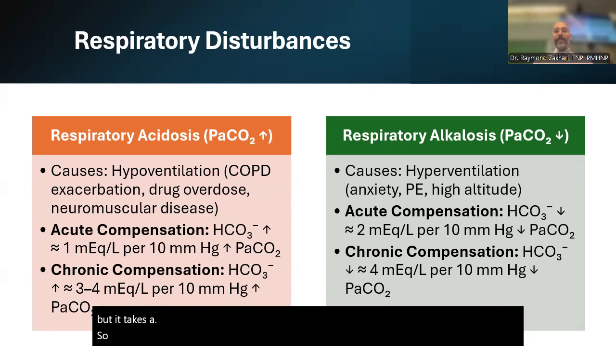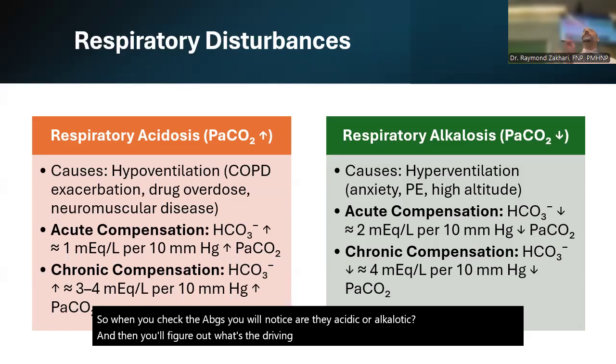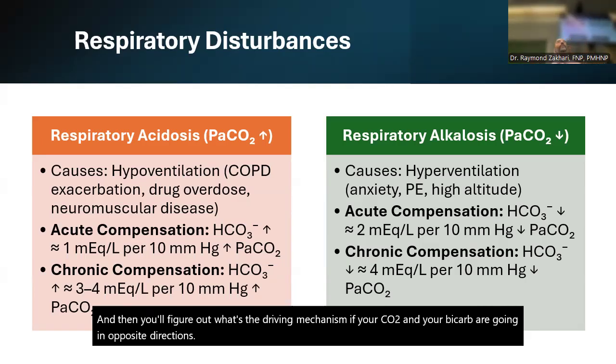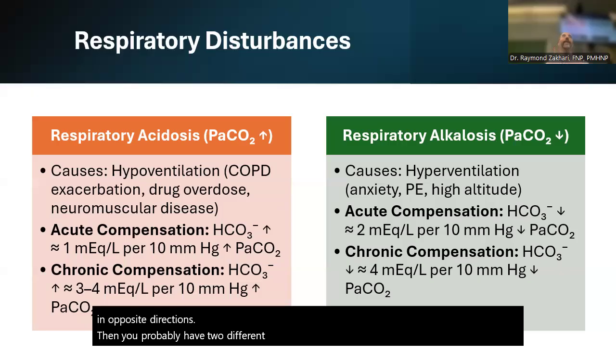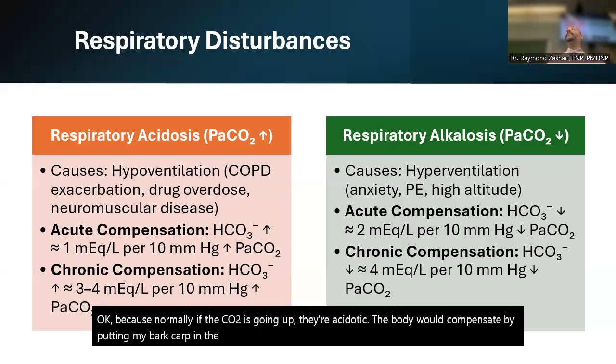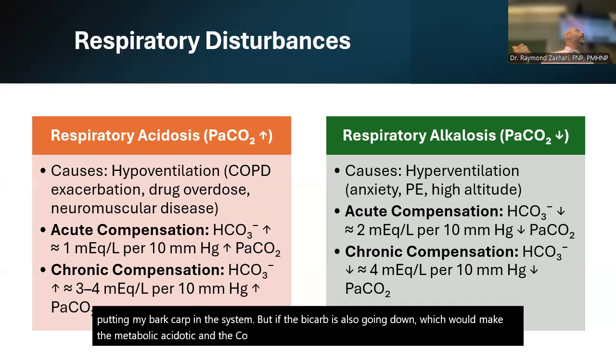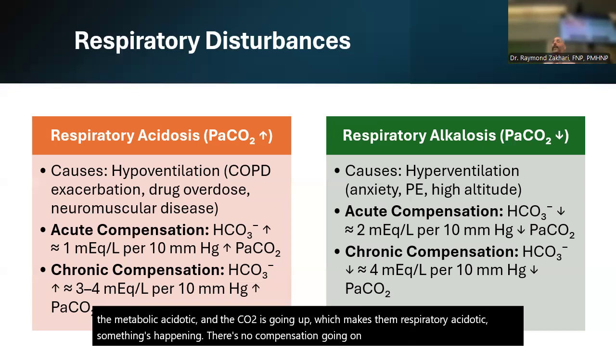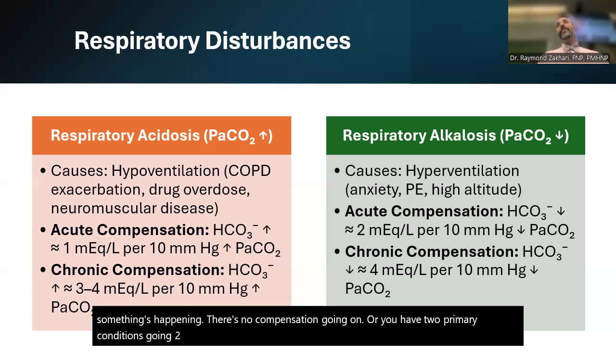So when you check the ABGs, you will notice, are they acidotic or alkalotic? And then you'll figure out what's the driving mechanism. If your CO2 and your bicarb are going in opposite directions, then you probably have two different conditions. Normally if the CO2 is going up, they're acidotic, the body would compensate by putting more bicarb in the system. But if the bicarb is also going down, which would make them metabolic acidotic, and the CO2 is going up, which makes them respiratory acidotic, something's happening. There's no compensation going on, or you have two conditions going on. So just pay attention to that.